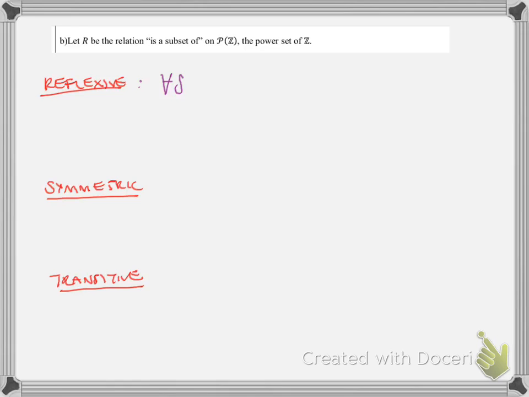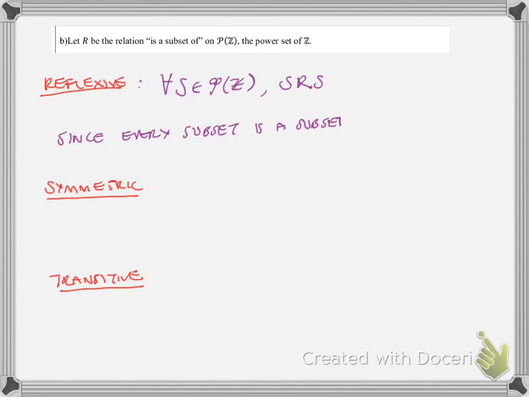So this first one, the reflexive property, if we think about the definition, this one would say for all S, and S is just some set belonging to the power set of Z, S relates S. S is a subset of S. Well, that's true, right? Because every subset is a subset of itself, okay? So since every subset is a subset of itself, then it is actually reflexive. So this relation is reflexive.